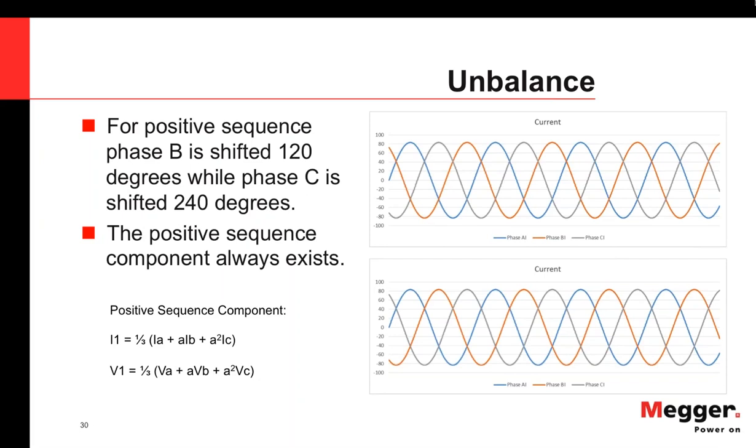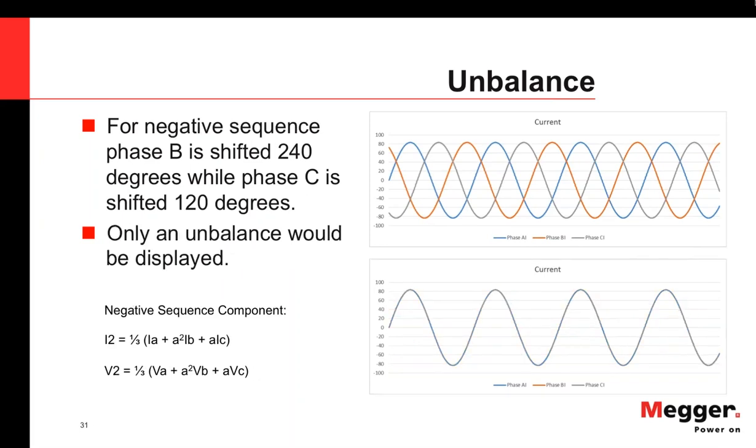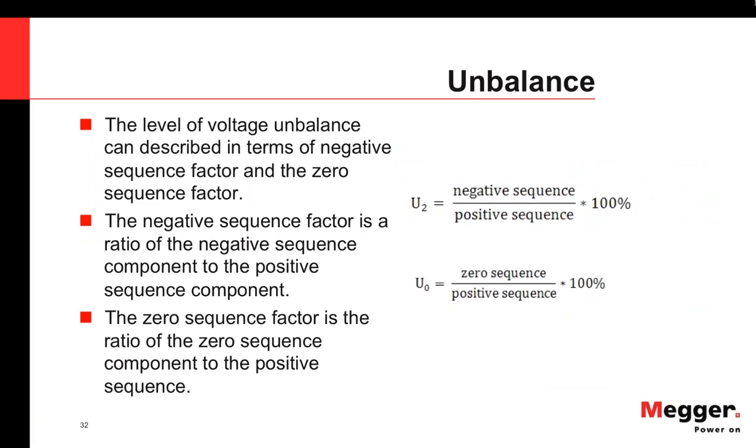If I look at the upper chart, I'm seeing a phase rotation of A, B, C. When I switch them, I'm still seeing the three phases as A, C, B. So they're all still there, so you always have positive sequence. However, when you look at negative sequence components, you're shifting phase B by 240 and phase C by 120. What happens then is they cancel out. So if you have a perfectly balanced system, you will have no negative sequence. But if there's a difference in magnitude or phase, you will see negative sequence unbalance.